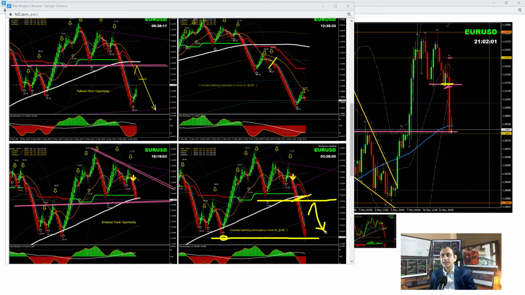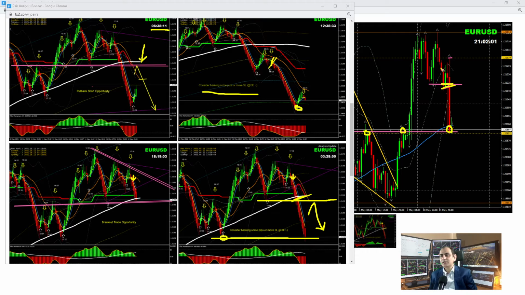As you can see here in my analysis, this is the analysis in London morning session. So what happened after that? Price nicely pulled back and price broke the previous low. As soon as the price hit 100 EMA in the 4-hour chart, you can see here, this is the support level, very strong support level, 100 EMA. As soon as the price hit this level, we explained to traders it's time to bank some profit.